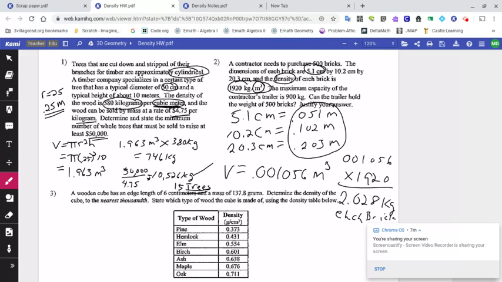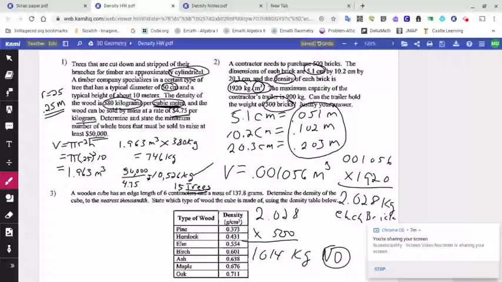And I want to know, can the trailer hold the weight of 500 bricks? So if I multiply 2.028 times 500, I get 1,014 kilograms. And it can only hold 900 kilograms. So no, the truck cannot carry the weight of 500 bricks. So that's how that one works out.